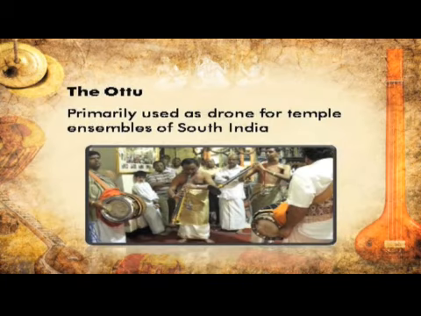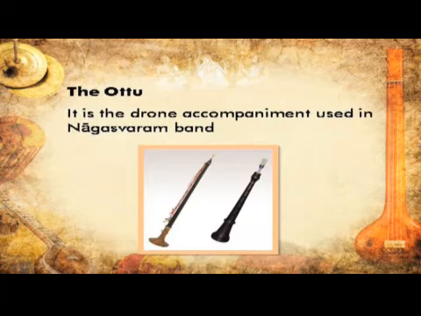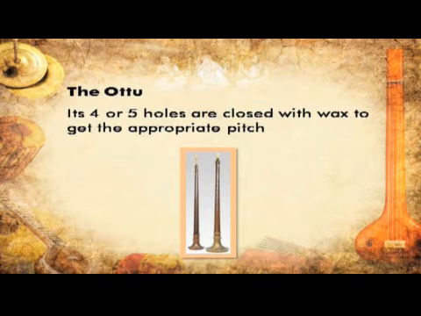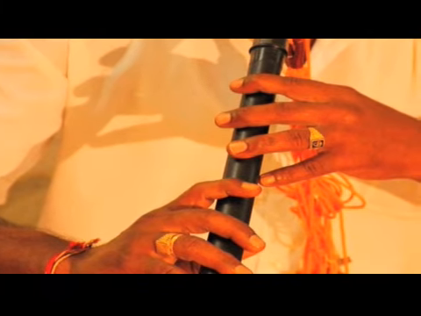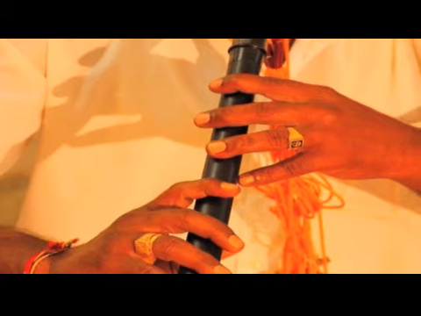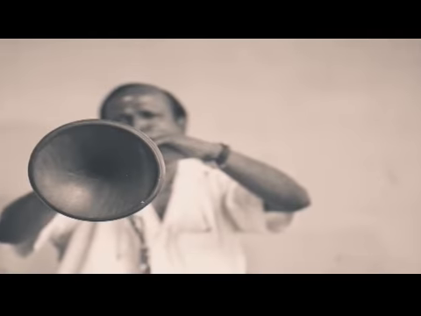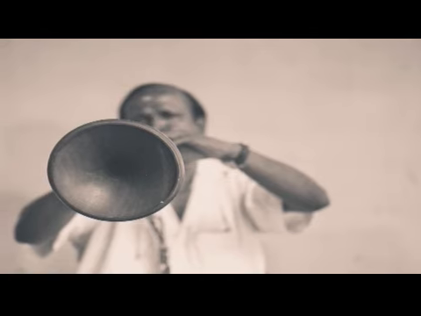The otte. The otte, which is primarily used in South India, provides the drone for temple ensembles. It is the drone accompaniment used in Nagaswaram band. Its 4 or 5 holes are closed with wax to bring the otte to the appropriate pitch. The drone note is produced continuously without a break by a special device in blowing. The wind is supplied by the performer as in Nagaswaram.